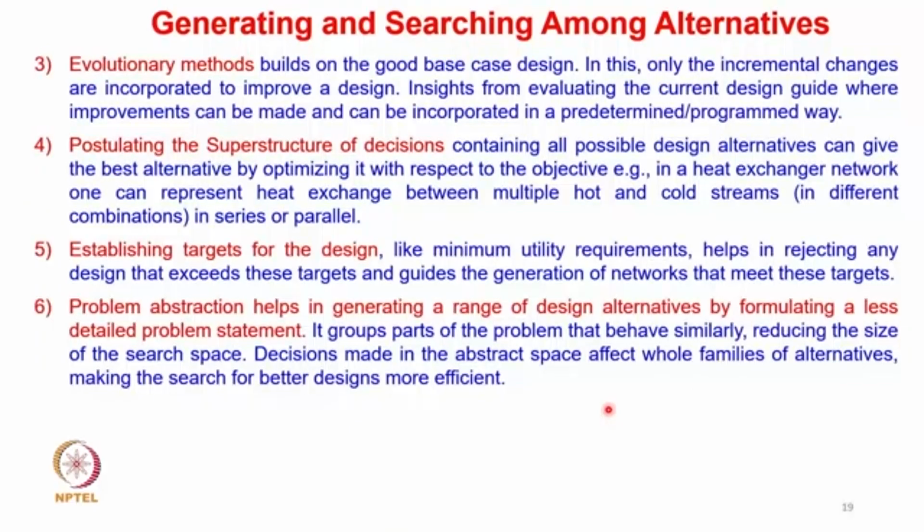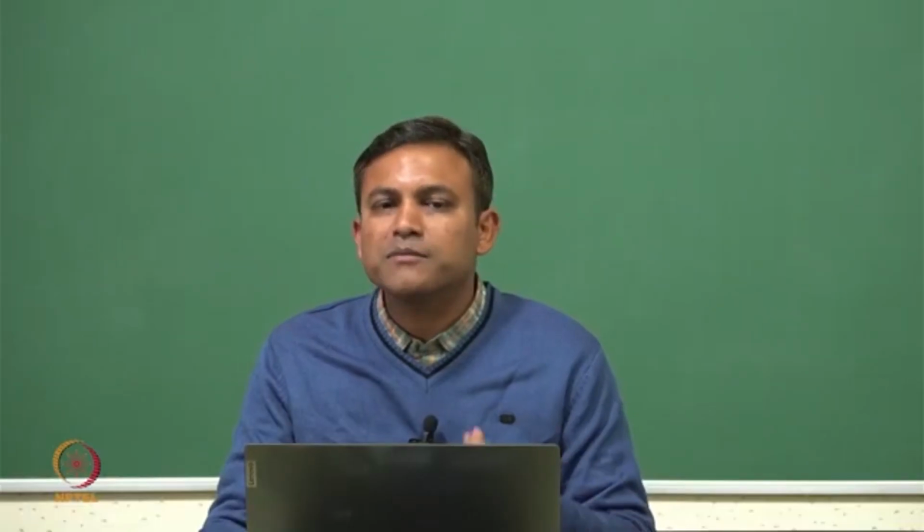Another method of generating the different alternatives is the evolutionary method. So in the evolutionary method, we start with a base case design, and this base case design we then improve in an incremental manner. So in this, we do the improvements which can be made and incorporated in a predetermined and programmed way. Since the incremental improvements are performed, sometimes this can be automated.